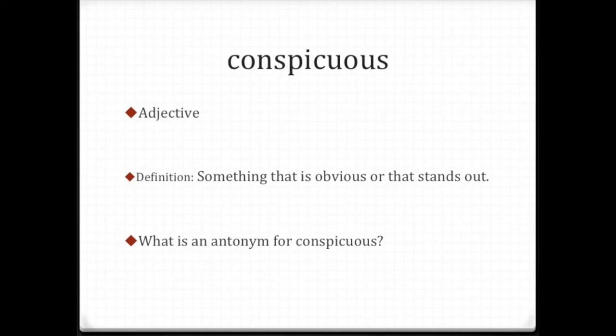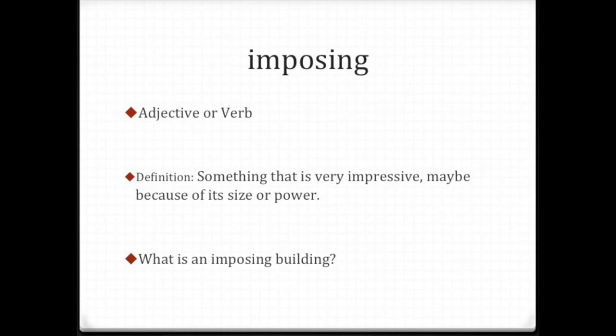Now, think about this question. What is an antonym for conspicuous? Remember, an antonym is an opposite word. Good luck and write it on your vocab sheet. Third, we have the word imposing. Imposing is the present participle of the verb impose, and remember that present participles can be used as adjectives. Of course, this also can be used as a verb or action word in the sentence.